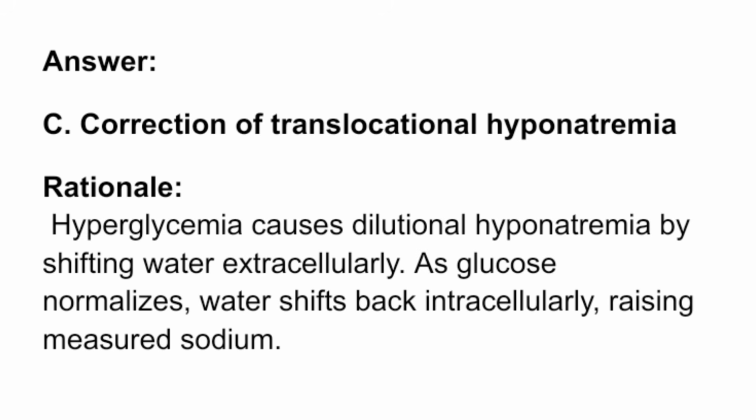Hyperglycemia causes dilutional hyponatremia by shifting water extracellularly. As glucose normalizes, water shifts back intracellularly, raising measured sodium.